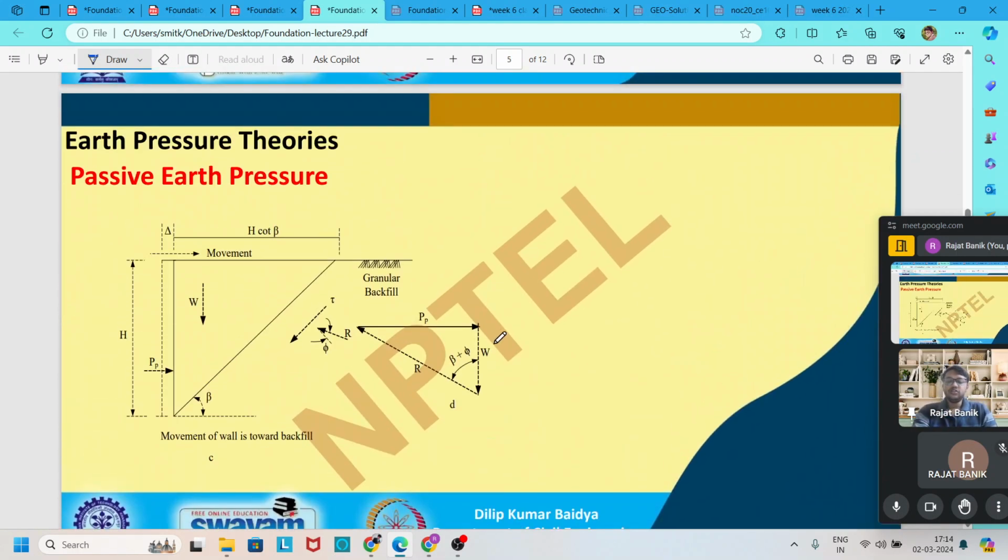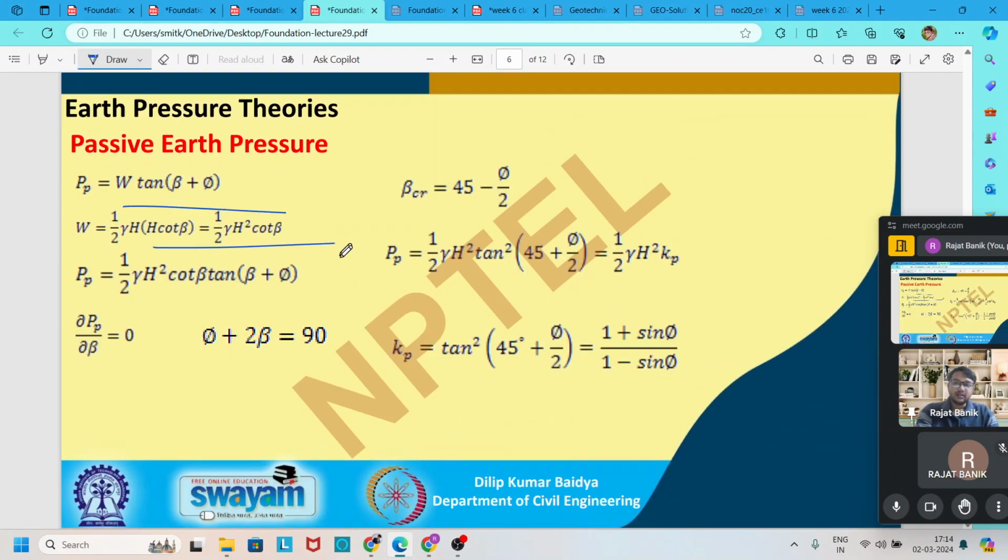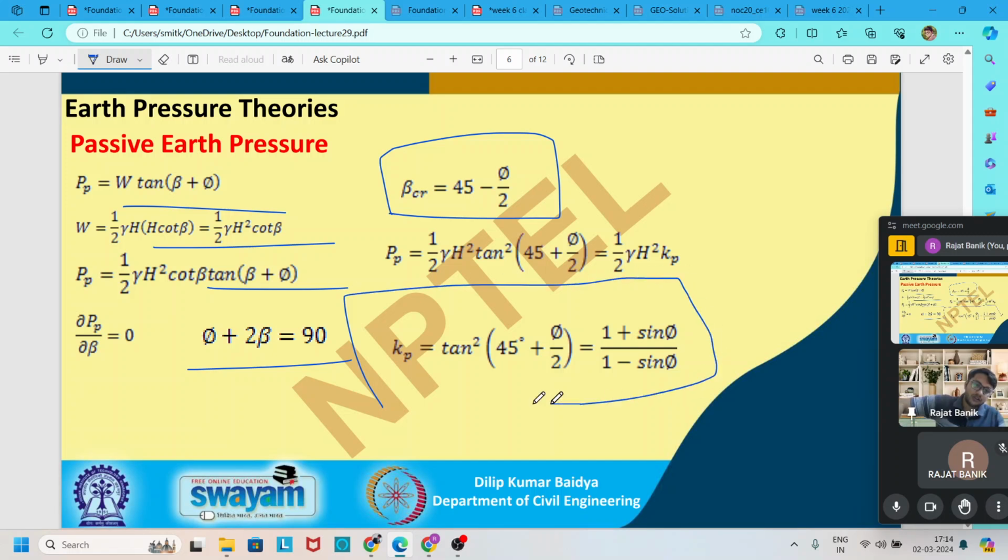In a similar way, we also find out the passive earth pressure coefficient, and in the passive case, the angle between R and W is beta plus phi. So again, we solve this triangle in a similar way and find that beta critical, or the critical angle of this failure surface, is 45 degree minus phi by 2, and our Kp is tan square (45 degree plus phi by 2), which is equal to 1 plus sin phi divided by 1 minus sin phi.